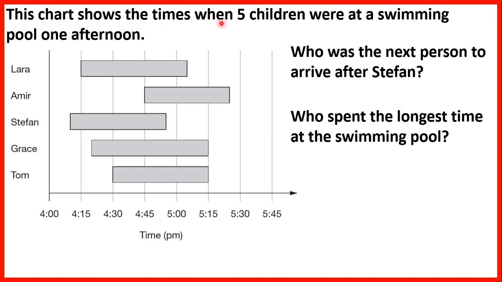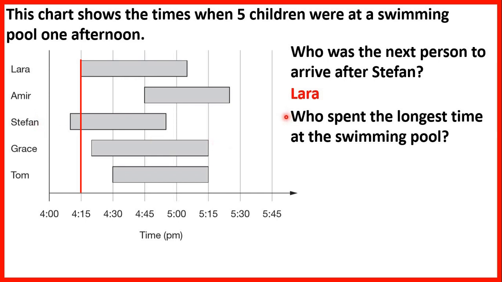This chart shows the times when 5 children were at a swimming pool one afternoon. Who was the next person to arrive after Stefan? So we have a bar for each child, and the bar starts at the time when they get to the pool, and then the end of the bar will be the time when they leave. We need to know who was the next person to arrive after Stefan. So if we find Stefan's bar, it starts here, and then the next bar to start is Lara's bar. So she was the next person to arrive after Stefan.